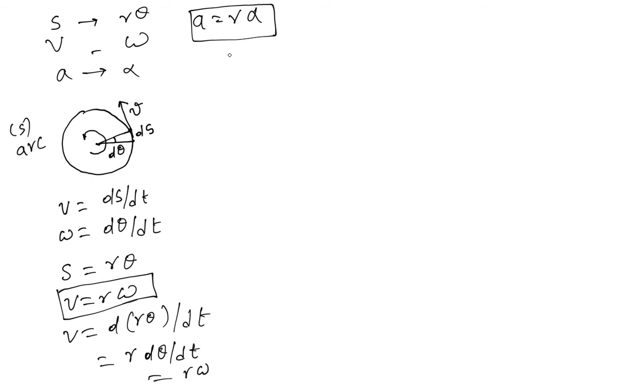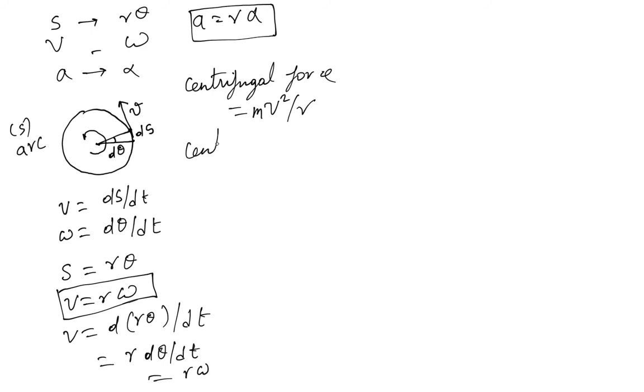Okay, so these are the relations between these two sets of things. Let's talk about two more things to complete our information base. We already have said that if this object is moving in a circle, it experiences a centrifugal force. And if you remember properly, centrifugal force was given as mv square over r, where m is the mass of the object that is rotating.